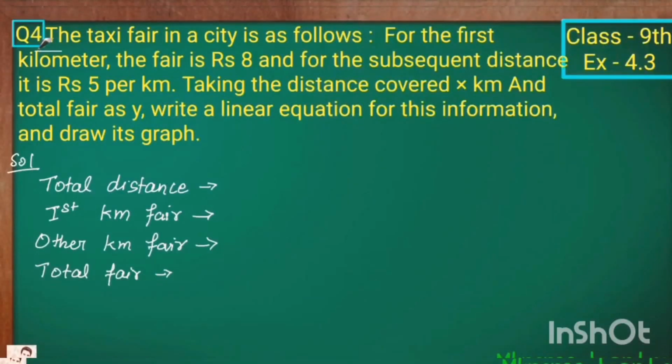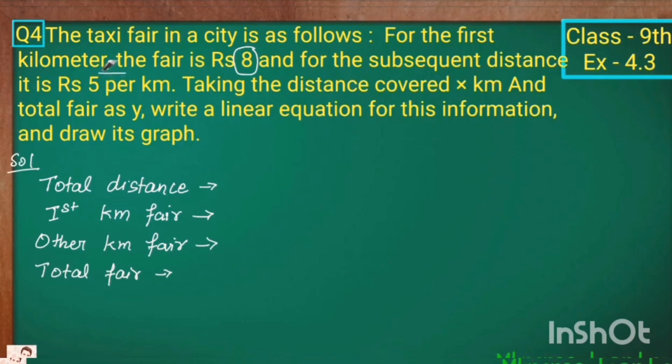So students, this is question number 4. The taxi fare in a city is as follows. For the first kilometer, the fare is rupees 8, and for the subsequent distance, it is rupees 5 per kilometer. Taking the distance covered as x kilometer and total fare as y, write a linear equation for this information and draw its graph.